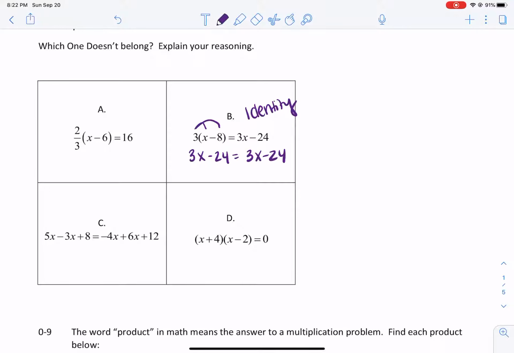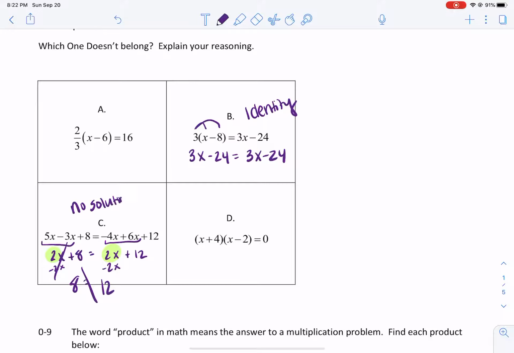If you were to solve out this problem, so 5x minus 3x is 2x. We'll combine the like terms first, and that's 2x. If I get the x's together and subtract 2x on each side, that's actually 0. So I'm left with 8 is equal to 12, which it's not. So this one's no solution. Let me fix that. All right.